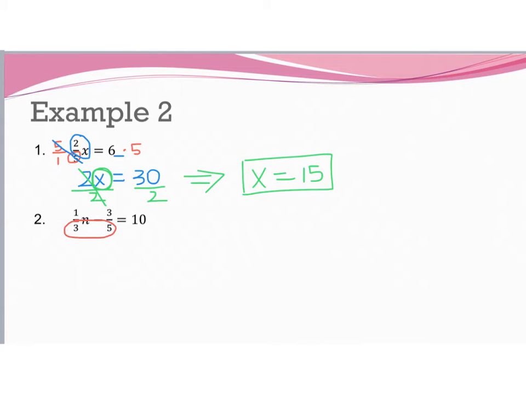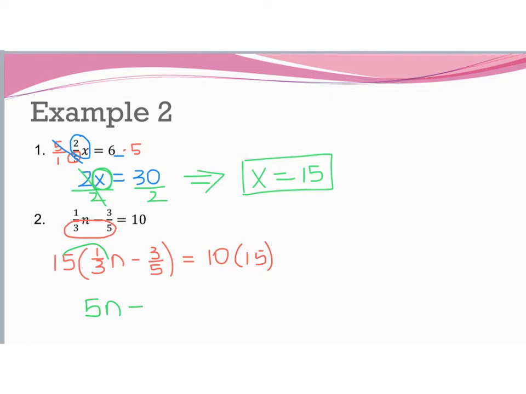So the reason I want to do that is because now I'm going to multiply both sides by 15. So if I have 15 times 1 divided by 3 times n minus 3/5, this is going to equal 10. But if I multiply the left side by 15, I also have to multiply the right side by 15. So now mathematically, I'm going to distribute. So I really have 15 times 1/3, and 15 times 1/3 is going to give me 15/3, or 5n.